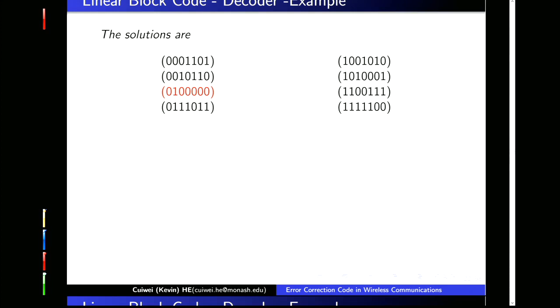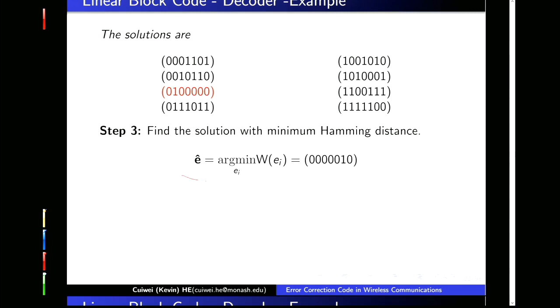So which one is the best? I already gave the answer here. We want the one with minimum Hamming weight. Hamming weight is basically the number of ones in the sequence. We want the one with the least number of ones. So the answer is this one, which is the estimated error vector.